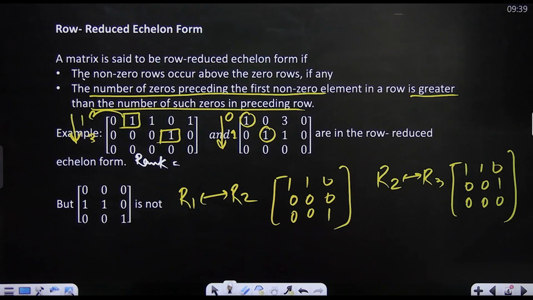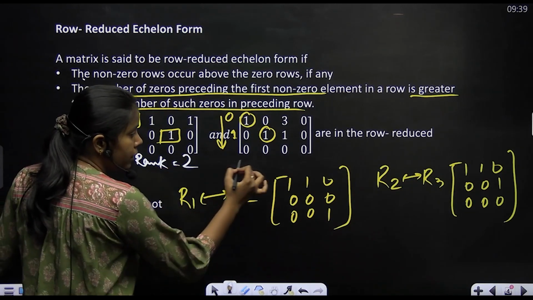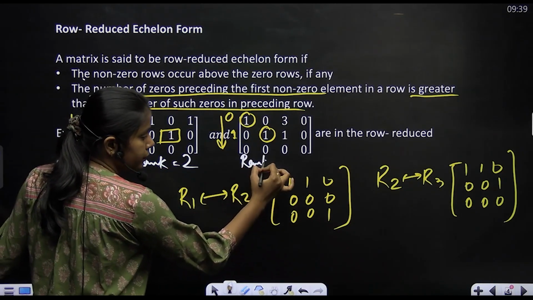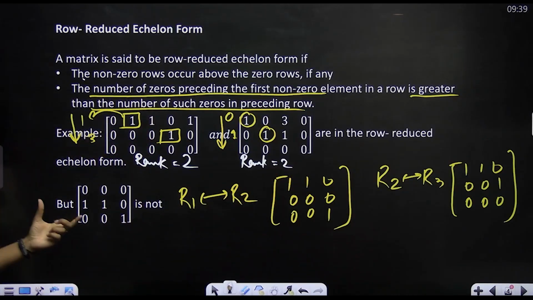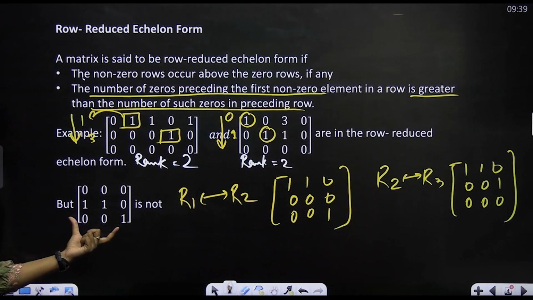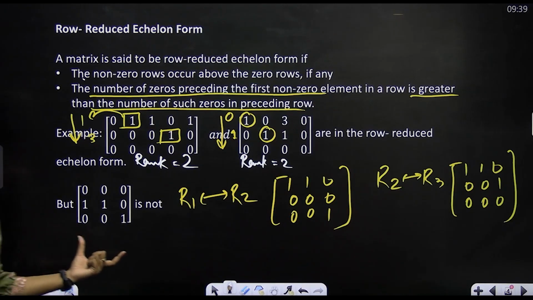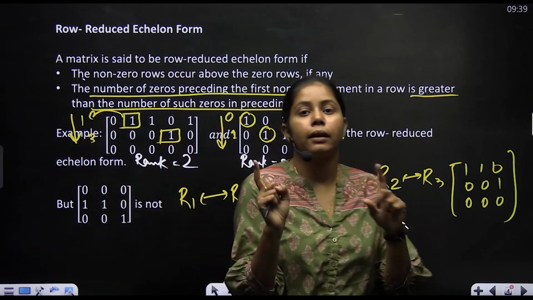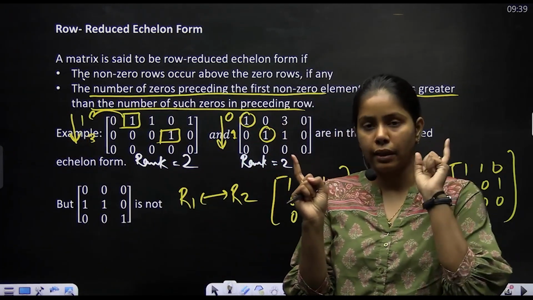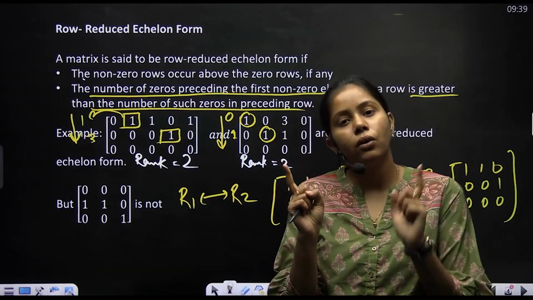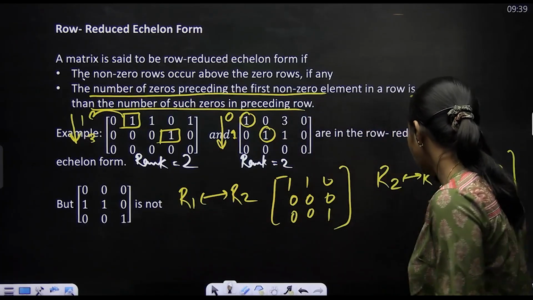We have 2 rows which are non-zero. Rank here would be 2. Here also rank is 2. Right now I was not able to tell the rank of a matrix, because you can only take the rank of a matrix as the number of non-zero rows in a row reduced echelon form.